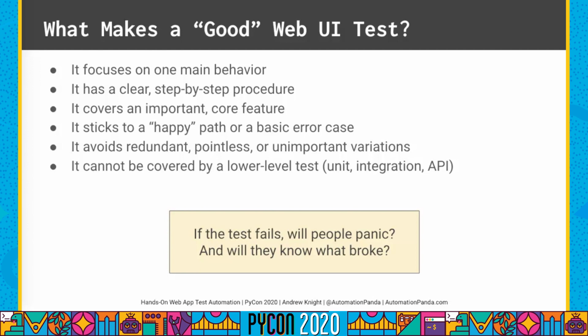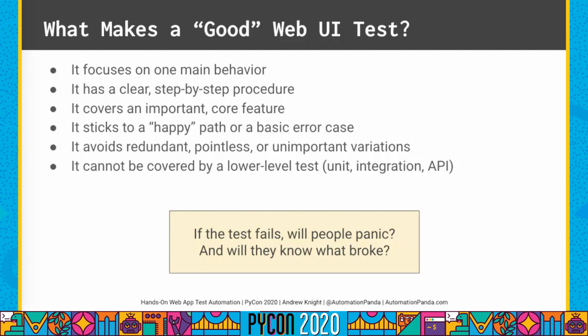Furthermore, a good test should have a clear step-by-step procedure. It should be intuitively obvious when you read step by step what is going on and what is being covered. Otherwise, triage and root cause analysis could be much, much harder. A good web UI test also covers an important core feature, mostly sticking to a happy path or a basic error case, and trying to avoid rare edge cases or redundant cases or unimportant variations.